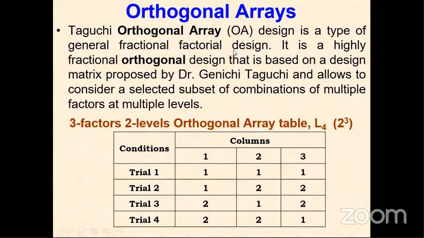Taguchi orthogonal array design is a type of factorial method. You won't trial every combination. You consider only partial factorial experiments. It's not full factorial experiments. It is partial or fractional factorial experiments. I call it an orthogonal array. Why orthogonal? It means it is balanced. It is well balanced. That's what you should know.